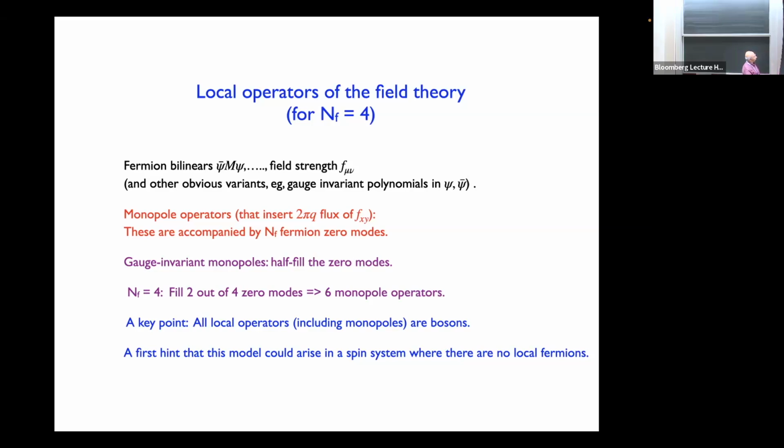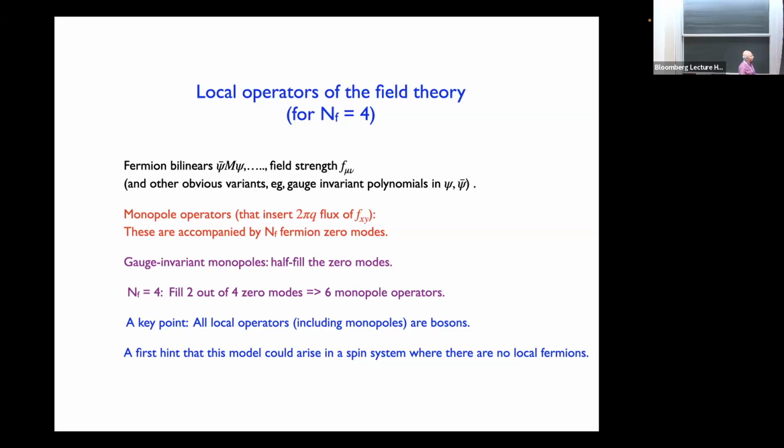Now, a key point about this set of local operators is that all of them, including the monopoles, are bosons. Right? The Lagrangian is written in terms of fermions, but all the gauge invariant observables in the theory are bosons. So really you should regard this Lagrangian as describing some boson system where the basic degrees of freedom are bosons, but there is some Lagrangian description which involves fermion fields. The fermions are not gauge invariant, they have nothing to do with physical observables directly.